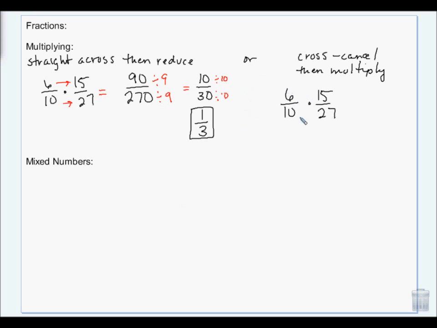Now I didn't pick the best example because this is reducible. So normally you wouldn't reduce first, you just cross cancel, but here we're going to reduce first. So we're going to end up with 3/5, right? So this was reduced.